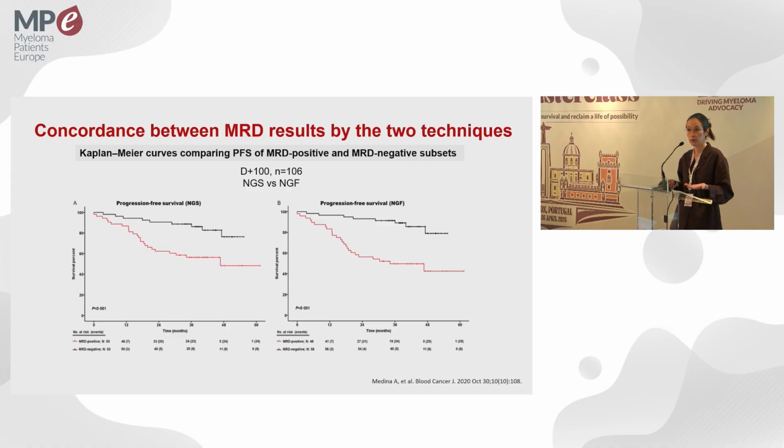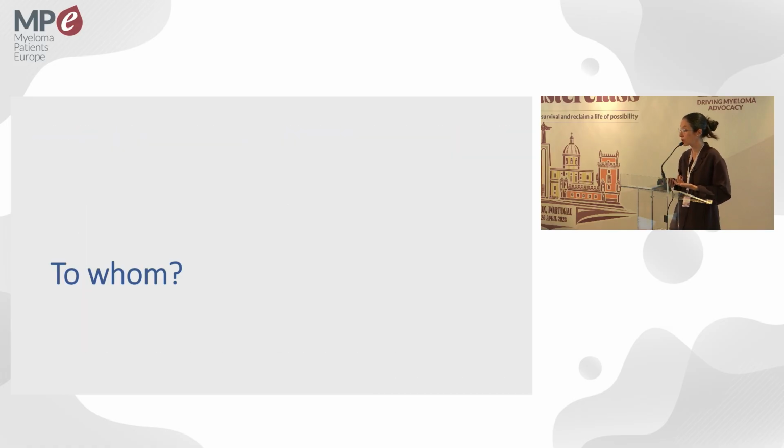using next-generation sequencing. So in other words, you can use the methodology that you have available in your laboratory, in your hospital, closer to your home, using next-generation flow or next-generation sequencing, following the recommendations of the International Myeloma Working Group. You are going to get similar results in terms of the prognostic value that we get from the results, okay?